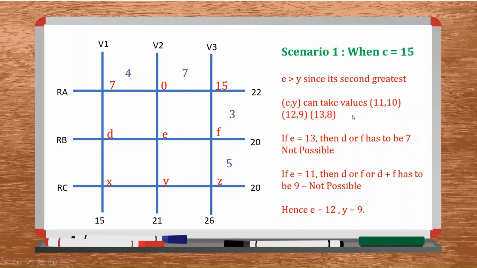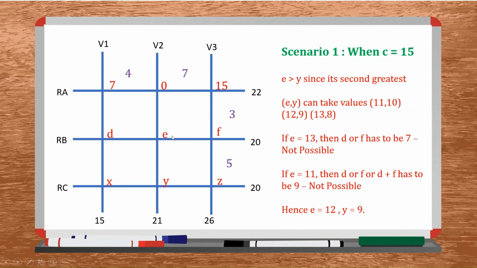Now let's look at each of these values. If I make E equal to 13, then D or F has to be 7, which is not possible because we have distinct integers and A is already 7. So D or F cannot be 7. Hence, E cannot be 13.